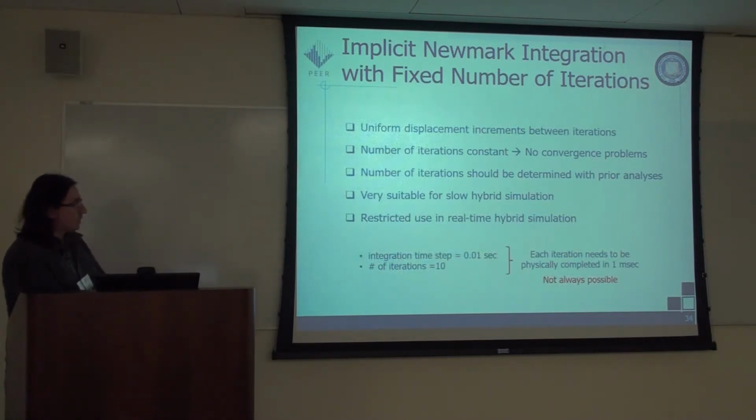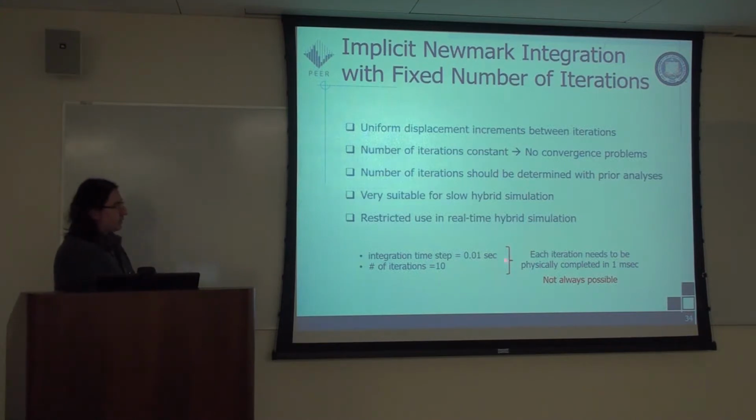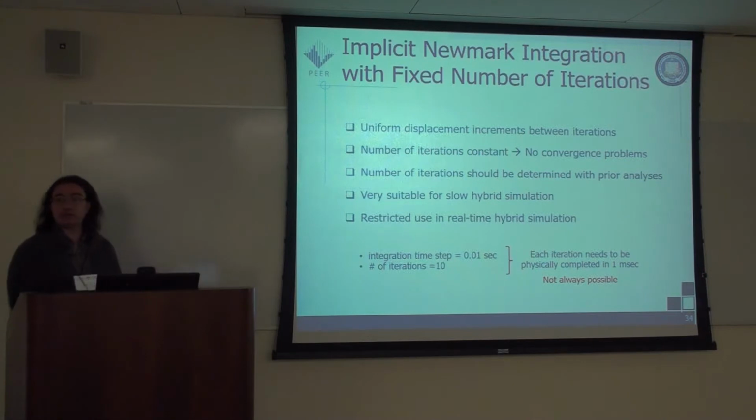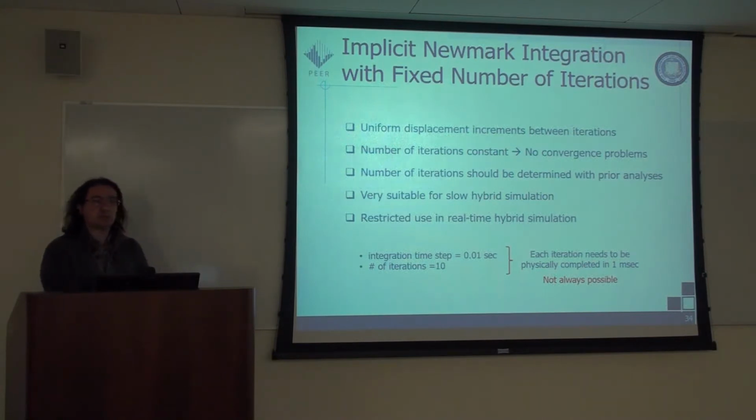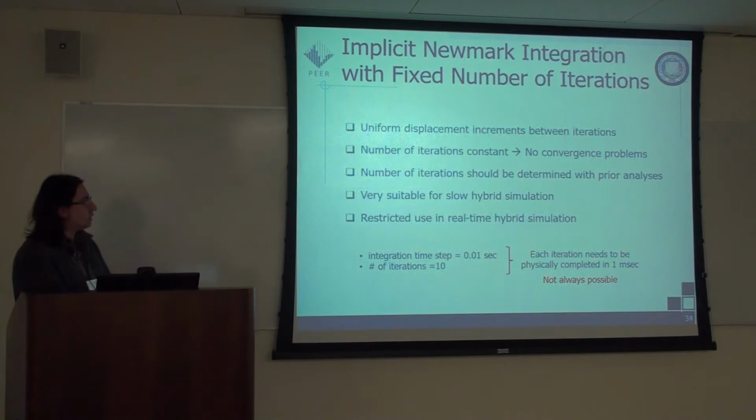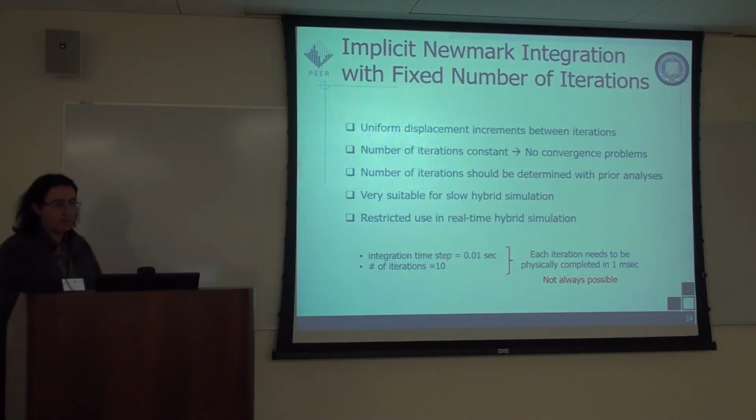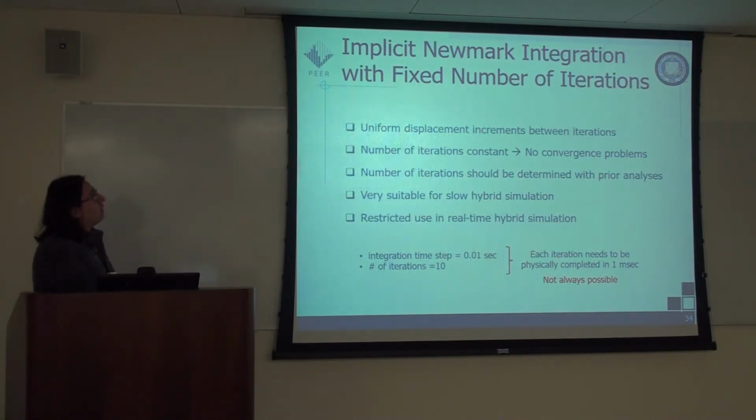And this is an example. If we have an integration time step of 0.01 second, and let's say 10 iterations, then each iteration needs to be physically completed in 1 millisecond, which may not be possible. So therefore, it has restricted usage in real-time hybrid simulation.